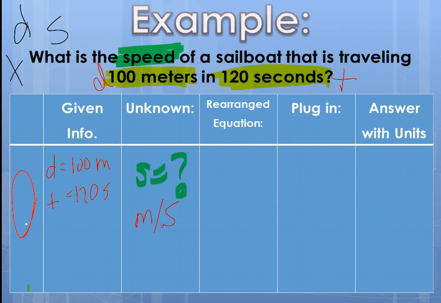The rearranged equation. Remember the equation for speed is speed equals distance over time. So rearranged equation just means the unknown is on the left side, and what we're trying to find is on the right side. So if you need to rearrange that equation, do so, but in this case we don't. Plugging it in, you're going to plug in numbers instead of symbols. So instead of that D I just wrote down, I'm going to write the number for it. Instead of that T I just wrote down, I'm going to write the number for it.